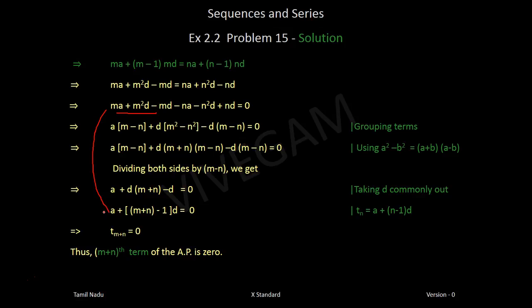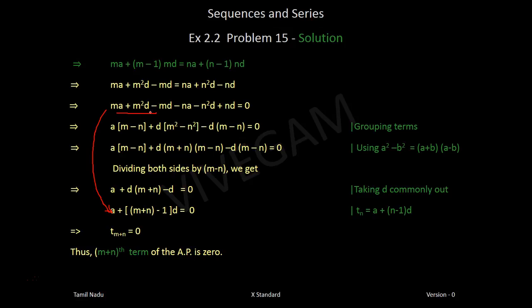So this is what you are trying to do in all these steps. Now you can group all the A. So you have MA and you have NA, group it together and you take A commonly out. When you take A commonly out, it is M minus N. Similarly, you take D commonly out between these two because they have M square and N square terms. So D into, when you take out, this becomes M square minus N square.